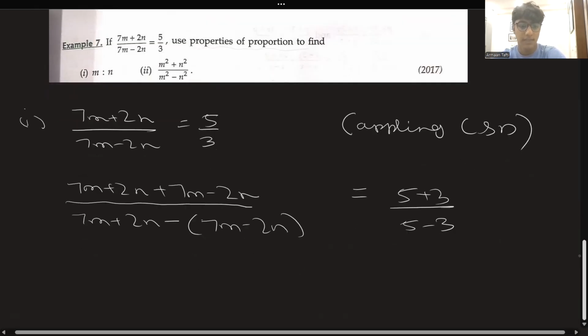So, okay, let's simplify this. 7m plus 7m, 14m. So 14m. 2n minus 2n is just cancelled.